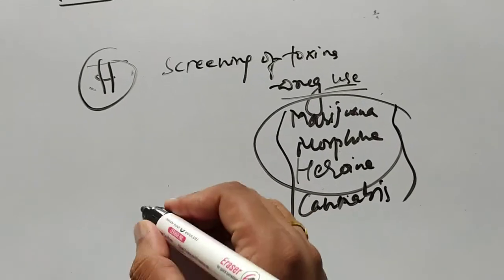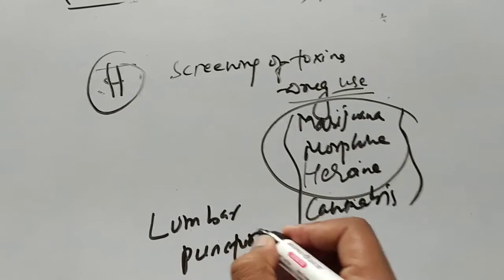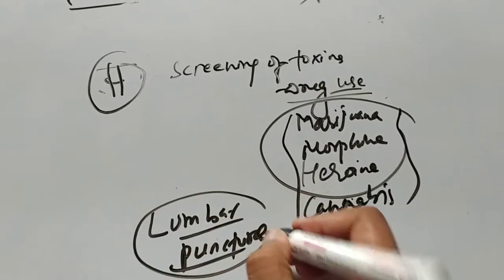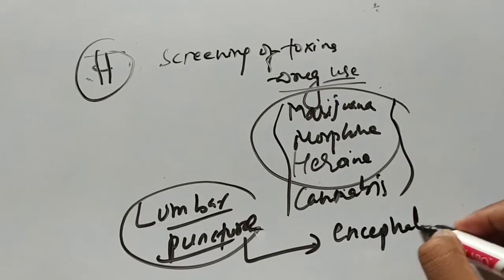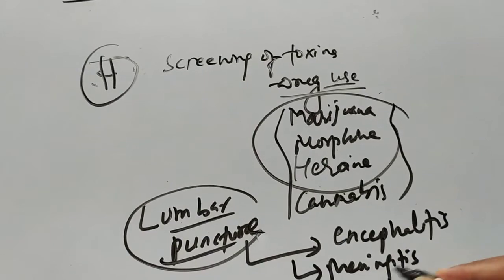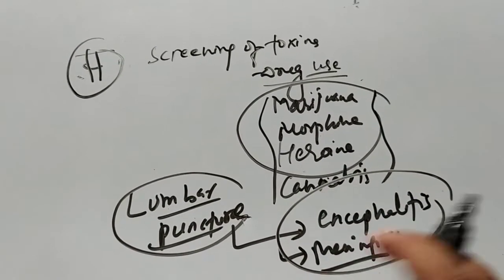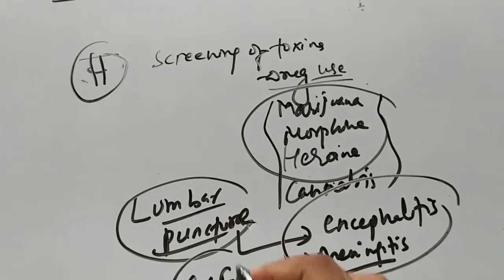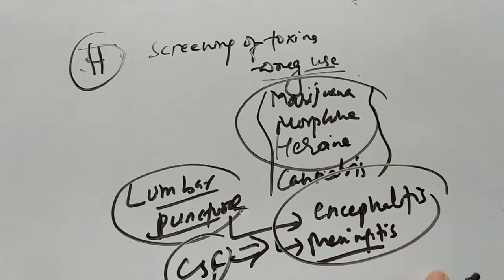And you will also do the lumbar puncture. This lumbar puncture is especially done to rule out different conditions like encephalitis and meningitis. The lumbar puncture can tell you very many things, as you can assess many things in the CSF. So these are the mandatory tests that you should do.